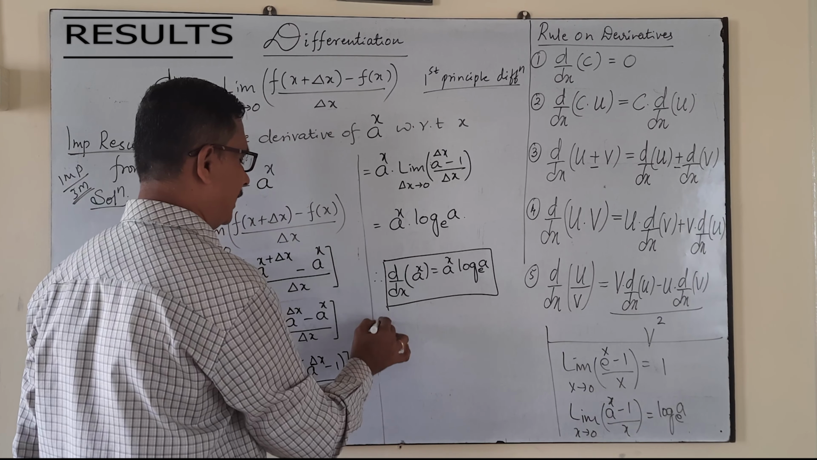One more important result. Result number 3. Again, 3 mark question. What is that? Find the derivative of log x to the base e. E is common logarithm. Log x or simply log x or we say log x to the base e. Both are same. With respect to x from first principle. What is the derivative of log x?